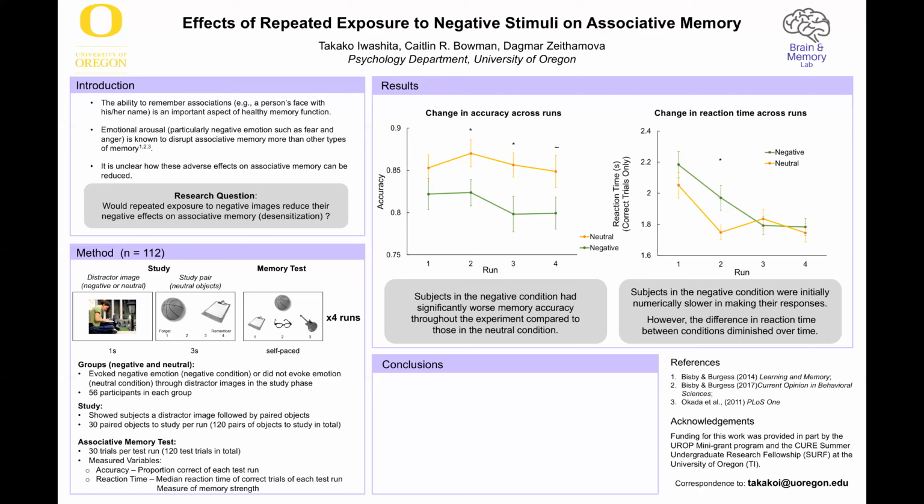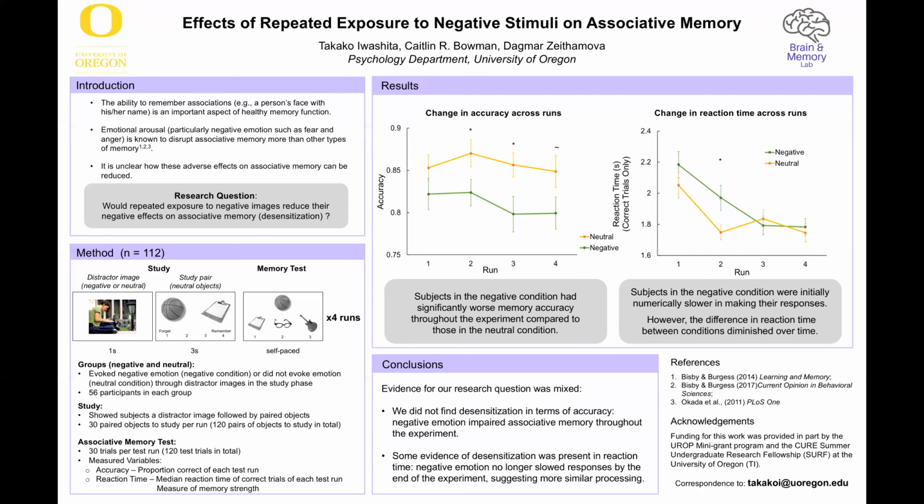Going back to our research question, we found that the evidence for the research question was mixed. We did not find desensitization in terms of accuracy, such that negative emotion impaired associative memory throughout the experiment. However, some evidence of desensitization was present in reaction time. Again, we found that negative emotion no longer slowed responses by the end of the experiment, suggesting more similar processing was happening in both conditions.